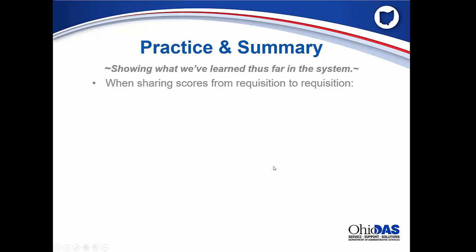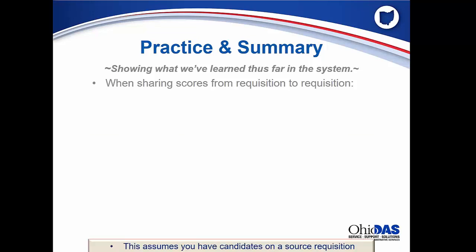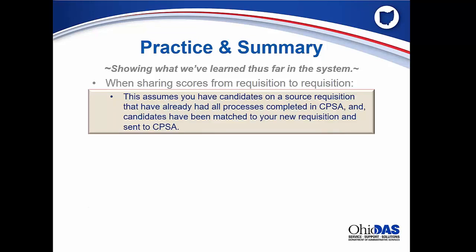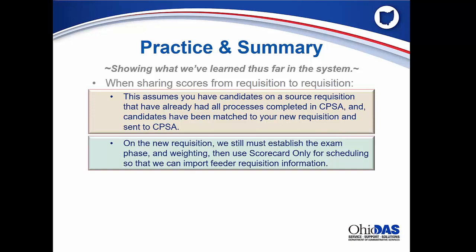Okay. So when sharing scores from rec to rec, this assumes you have candidates on a source requisition that have already had all processes completed, scored and ranked, and candidates have been matched to your new rec and sent to CPSA. On the new rec, the target rec, we still must establish the exam phase and weighting, then use scorecard only for scheduling so that we can import the feeder requisition information.